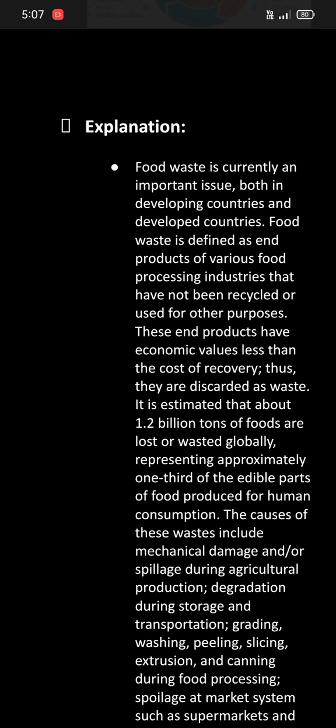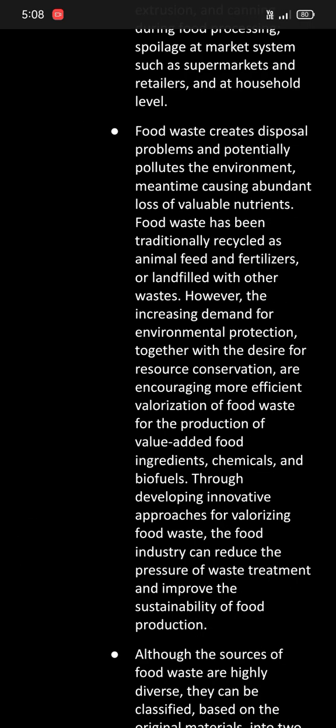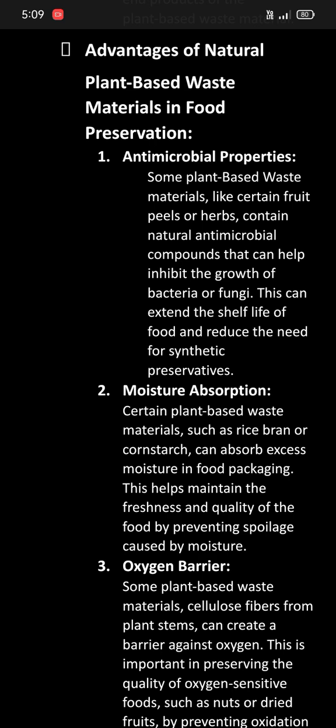The causes of this waste include mechanical damage and spillage during agriculture production, degradation during storage and transportation, grading, washing, peeling, slicing, and canning during food processing. So this deals with the study that how food is wasted day by day and we shouldn't waste the food. If we utilize the waste food material, the food industry can reduce the pressure of waste treatment and improve the sustainability of food production. Advantages of natural plant-based waste material in food preservation.